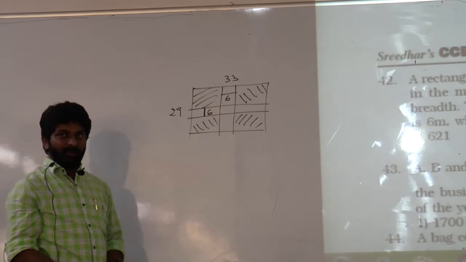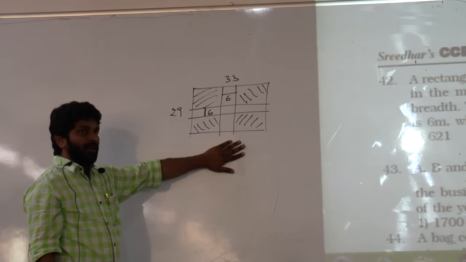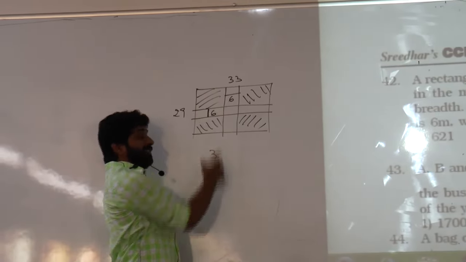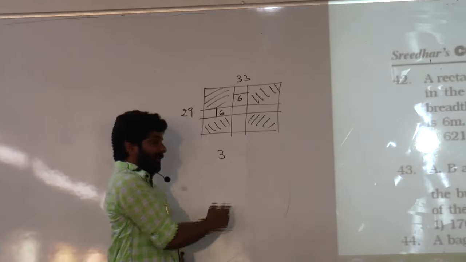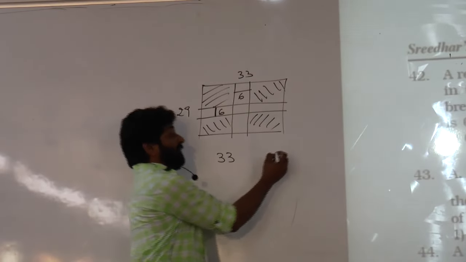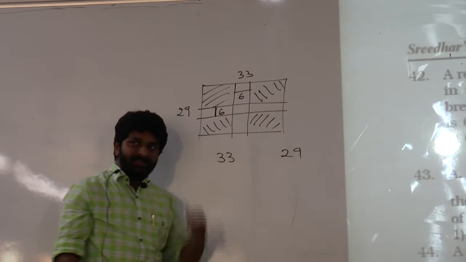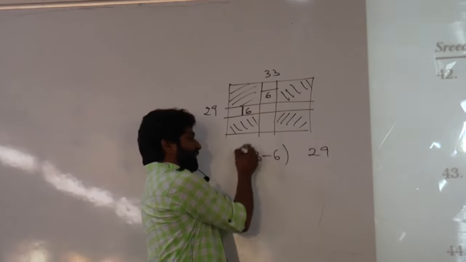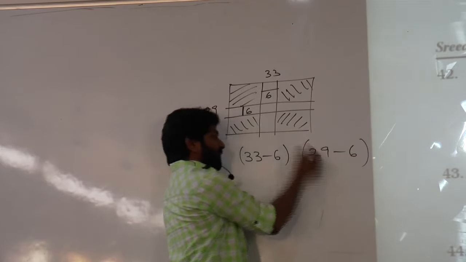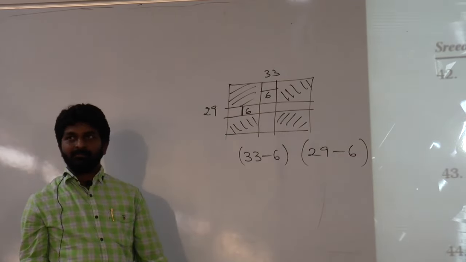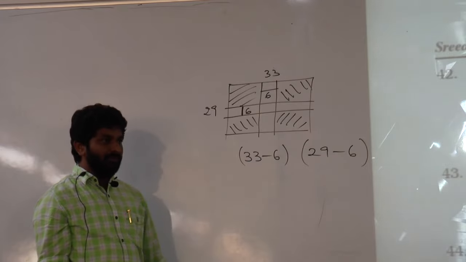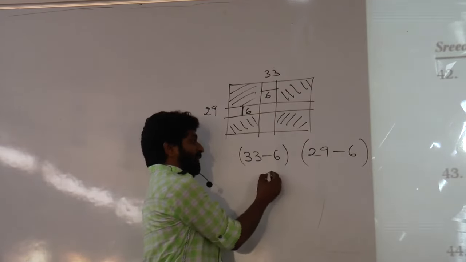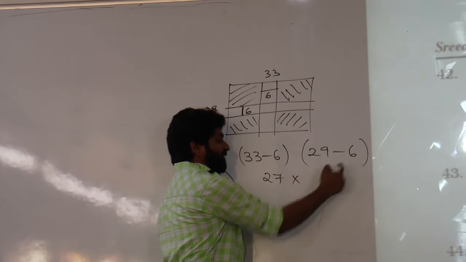If you are given the same condition and asked about the lawn area, your answer is: what is the length of the actual rectangle? 33. And breadth? 29. What is the width of the road? Subtract 6 from length and breadth. This is your answer. 33 minus 6 into 29 minus 6. 33 minus 6, how much is it? 27. And the other? 23.